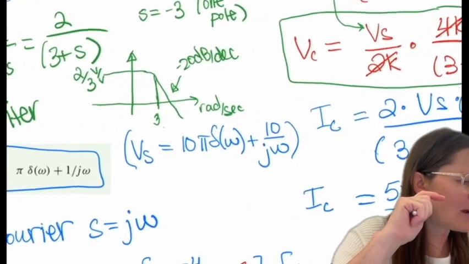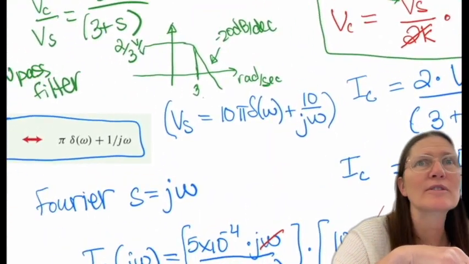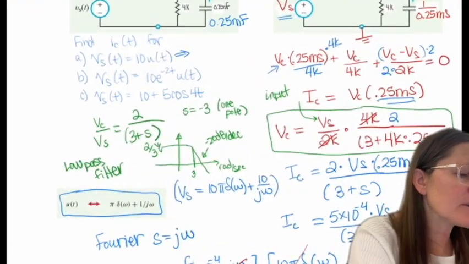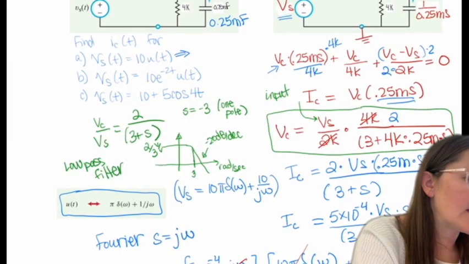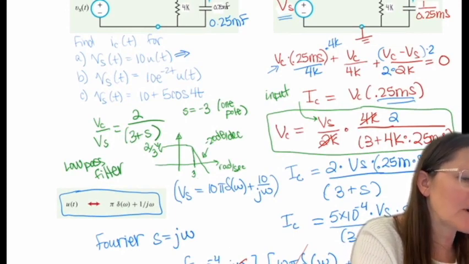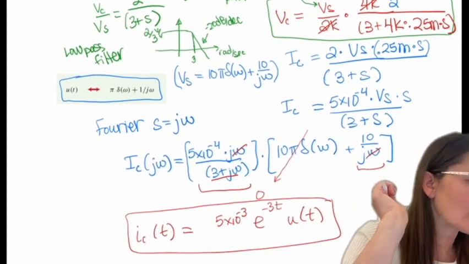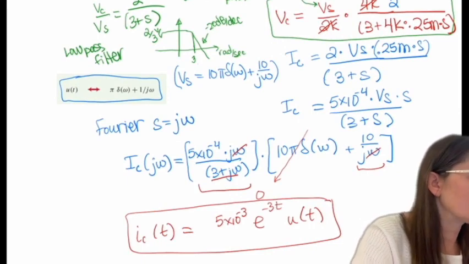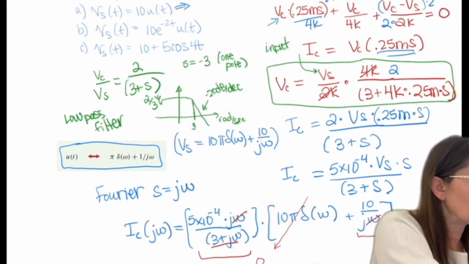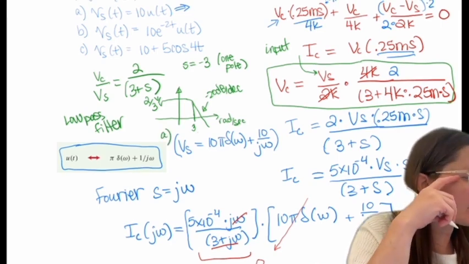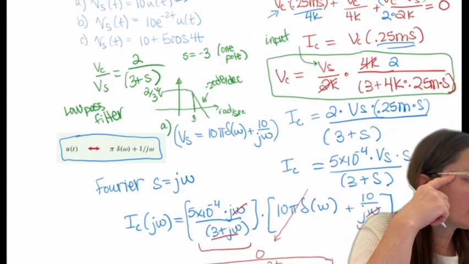So that was just a little side note to show we could figure out if this was a filter or what this circuit is. So from here, we found VC using node voltage, and then IC was VC over the 0.25 milli-S. And so that gave an IC equation for a specific VS. So this first one was A, when VS was just 10 U of T.